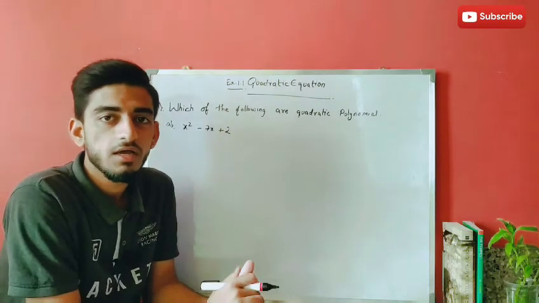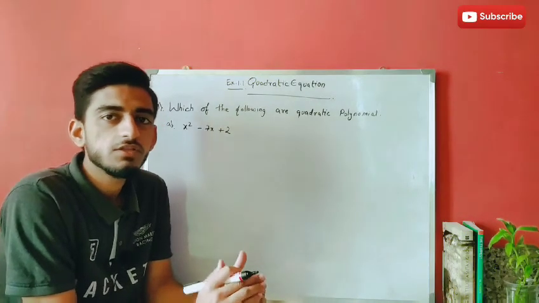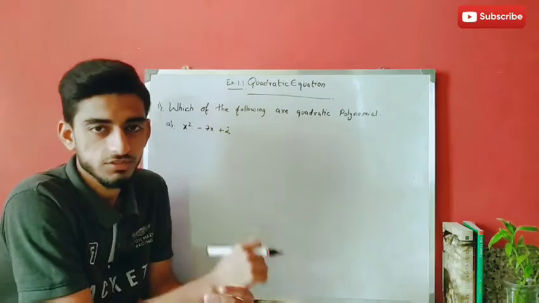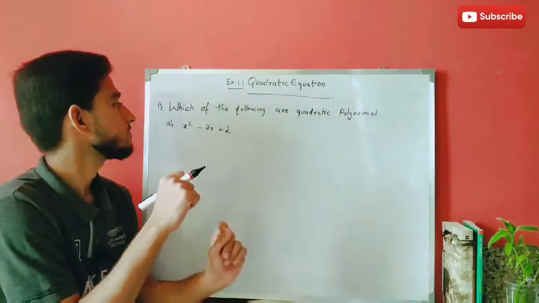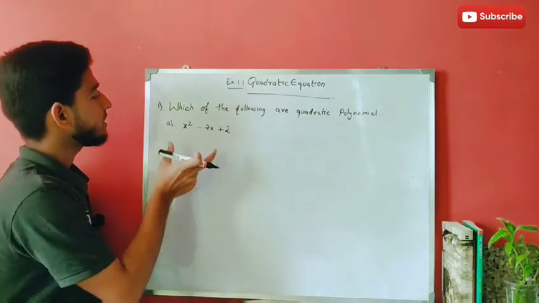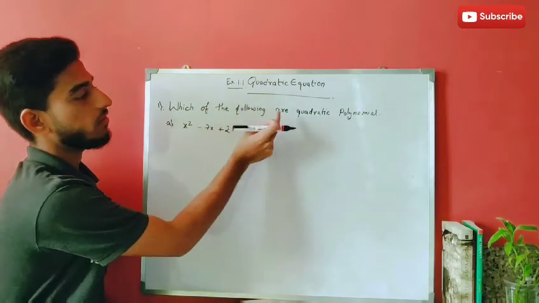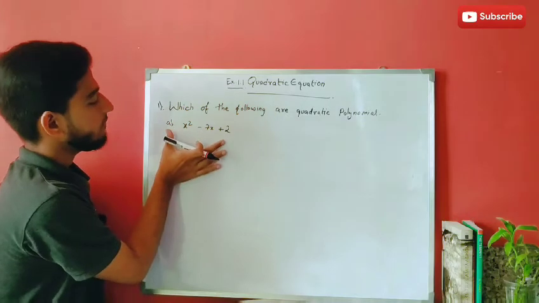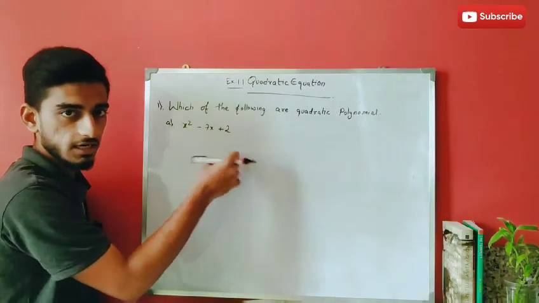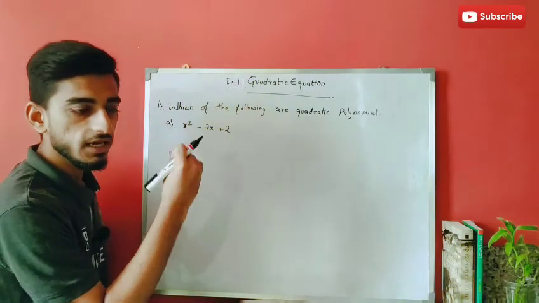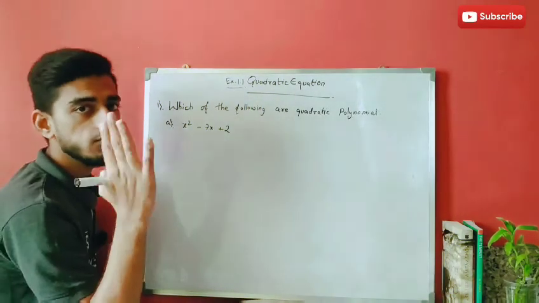In these exercises we will start from easy questions, then we will slowly move to tough questions. Okay, so it will be easy for you to understand. So our first question is, which of the following are quadratic polynomial? For that I have written only a. After completing this, I will write b, then we will do b, c, d, four things we have.